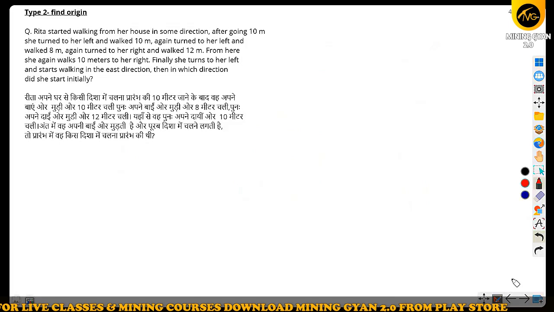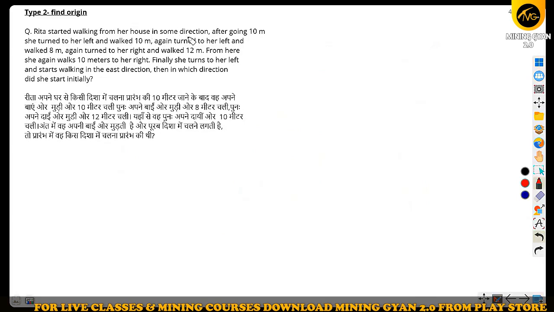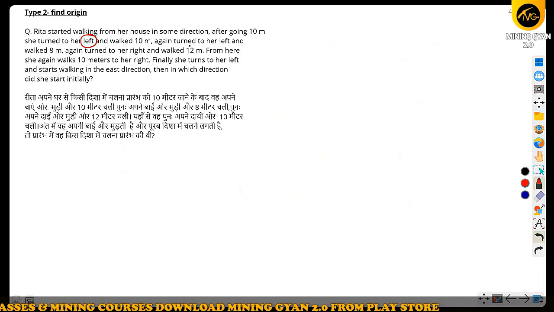Okay, now the second type of question is finding the origin. This time we have to find out the origin point or initial direction from where he starts walking. So the question is: Rita starts walking from her house in some direction. After going 10 meters, she turned to her left. Firstly she turned left and walked 10 meters, again turned to her left. So second time she turned left and walked 8 meters, again turned to her right. Now third time she turned right and walked 12 meters.